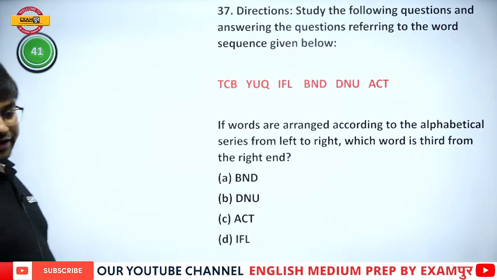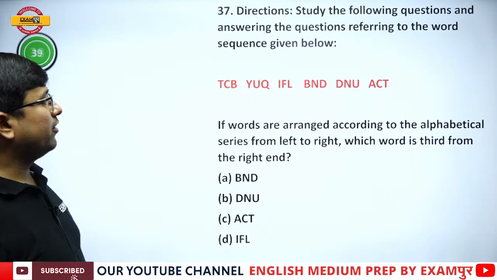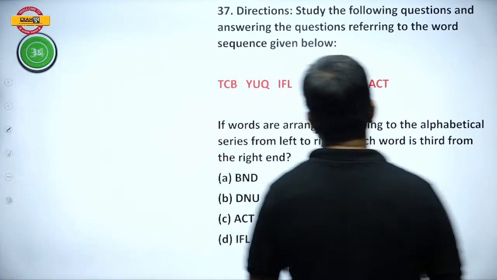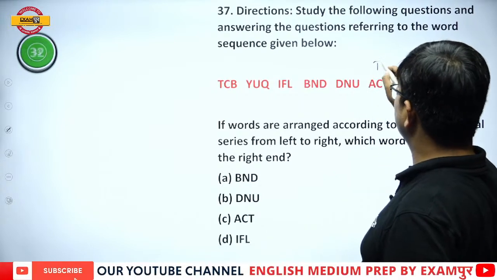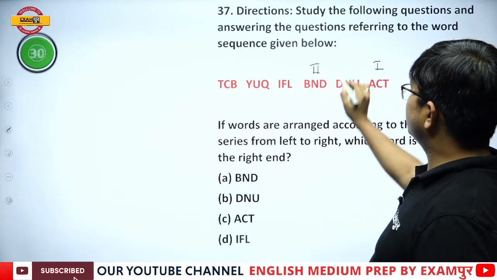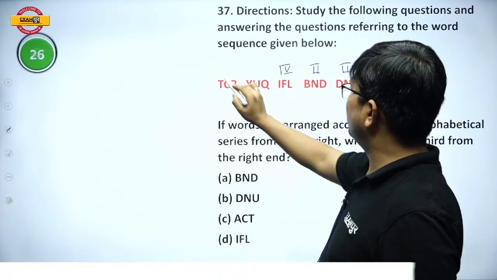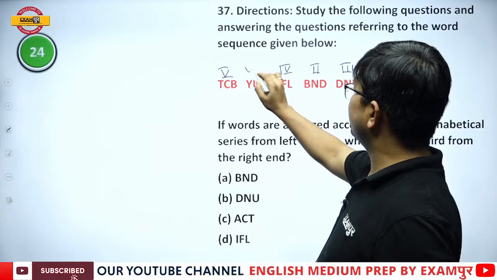If words are arranged according to alphabetical series from left to right. Okay. Words are arranged according to alphabetical series from left to right. Then first one, A, B, C, D, E, F, G, H, I, J, K, L, M, N, O, P, Q, R, S, T, U, V, W, X, Y.